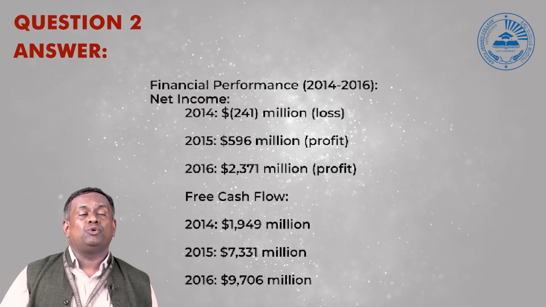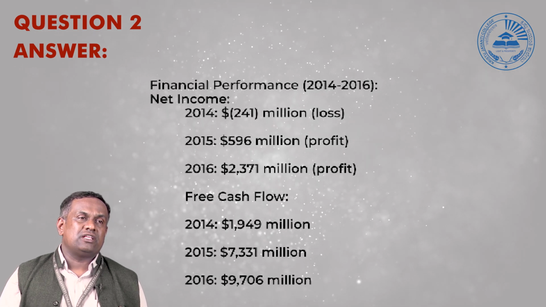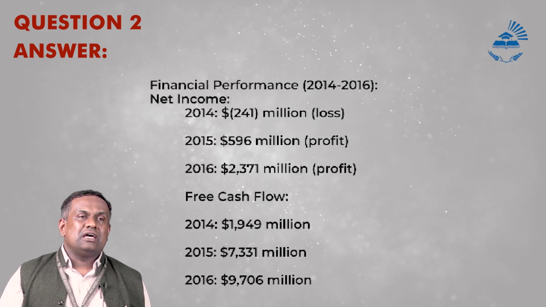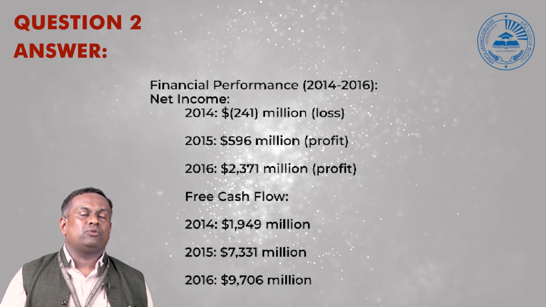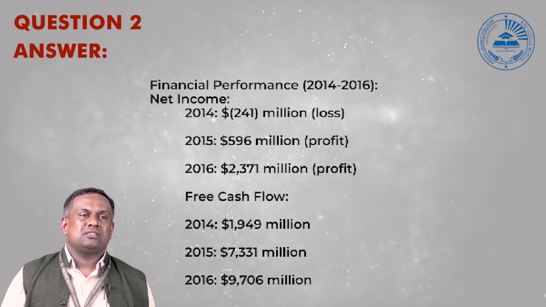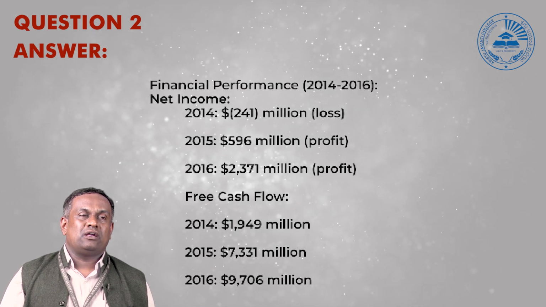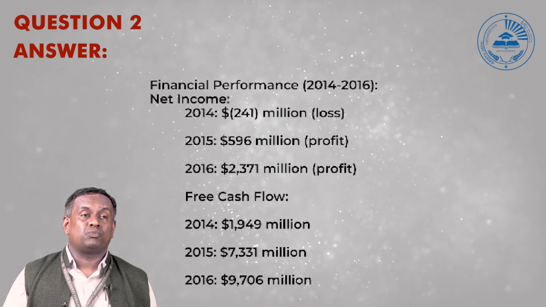First one is financial performance. If you see the financial performance, the net income, this is only the numericals. If you can see the numericals for 2014, 15, 16, there is a change in the profitability from negative, that is minus 241, to plus 596, plus $2,371 million. That is the increase from loss to profit making.